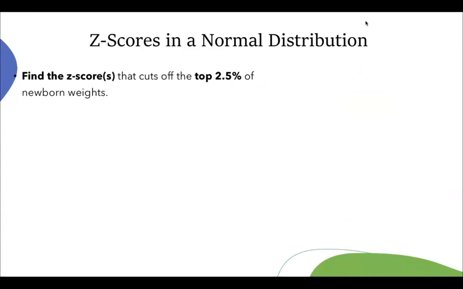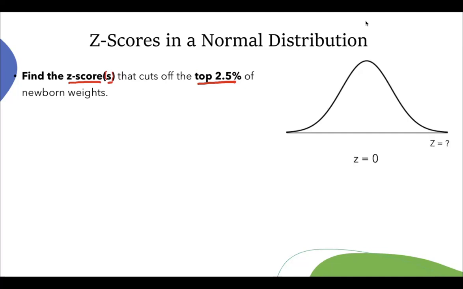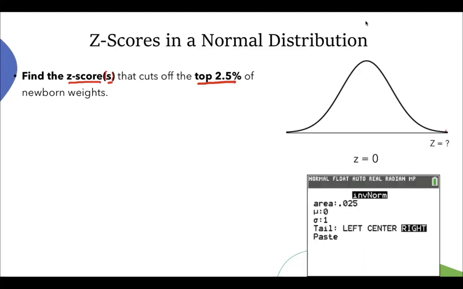Okay, second part of this problem said find the z-score(s), in parentheses, because some questions you are going to be asked for two z-scores, and this though is just one z-score. The top 2.5% of newborn weights. There's only one z-score that cuts off the top 2.5% of newborn weights. Visually, let's look at the picture. The top is on the rightmost side. My picture doesn't have the shaded in area. Let me try here. Let's try to shade in our topmost 2.5%.